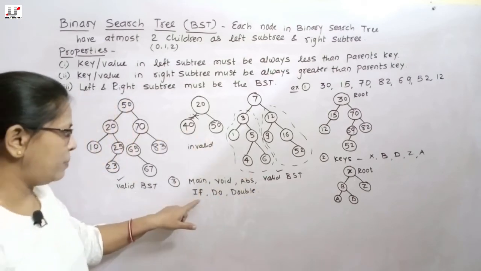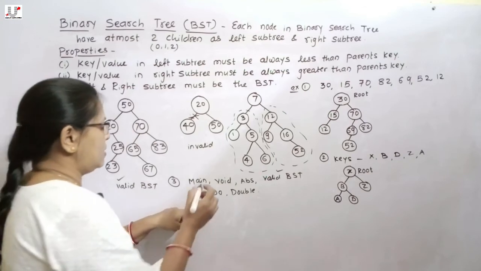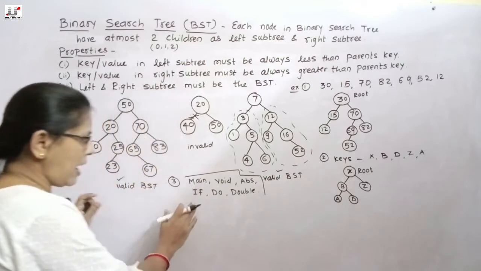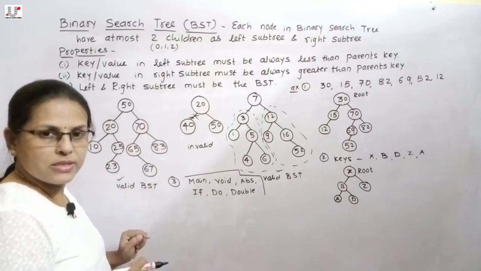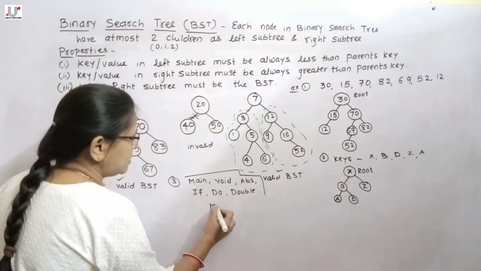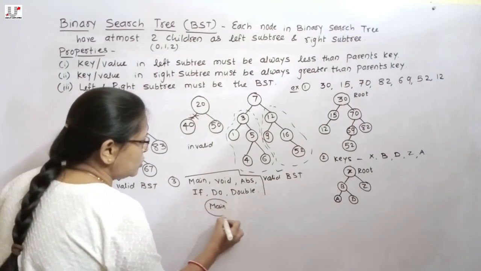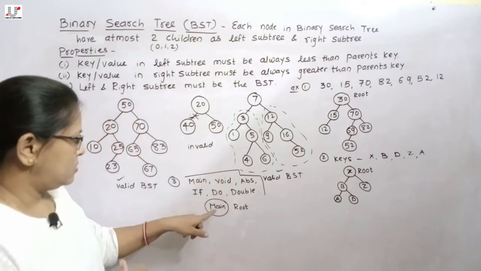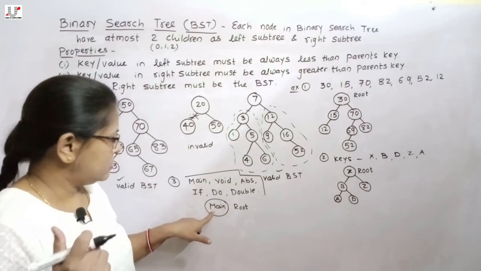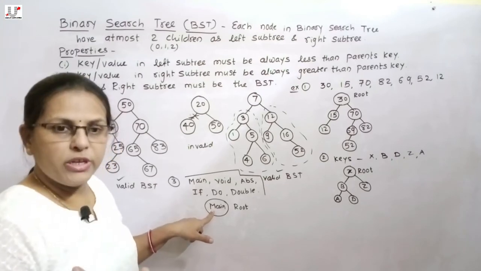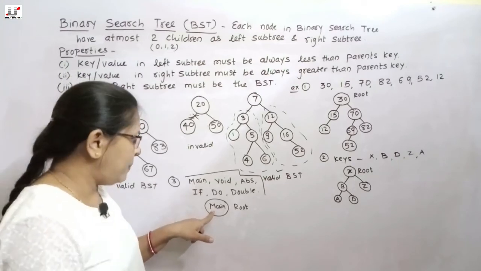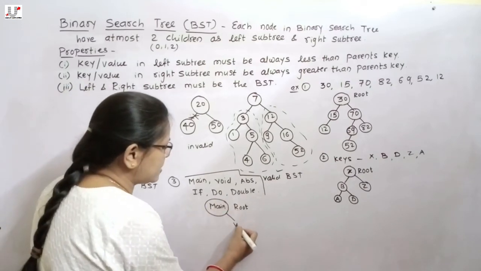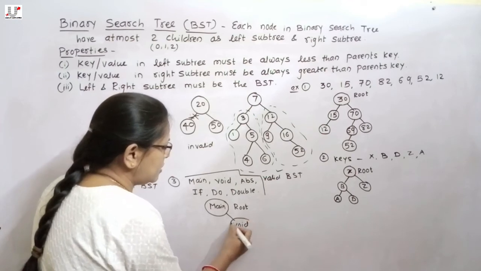Now let us draw the binary search tree for these keys. As initially the binary search tree is empty, main becomes the root node, then void. As in alphabetical order V appears after M, so void gets attached as a right child.